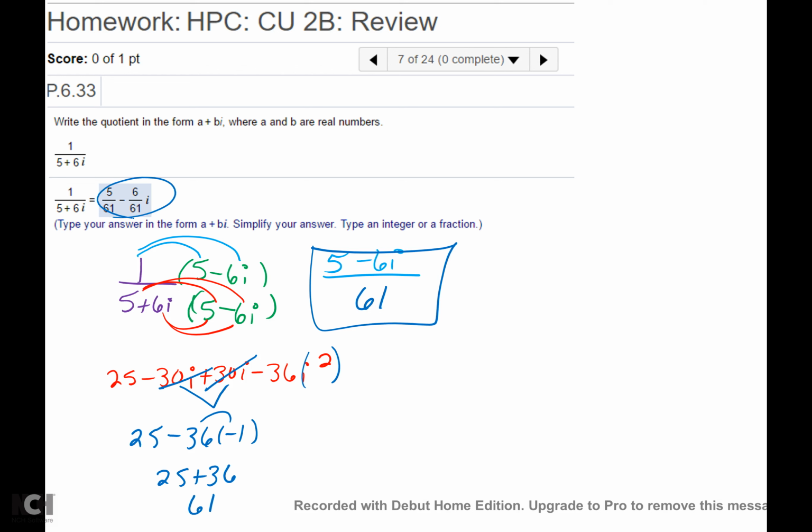Now remember, Math Excel likes it to be split up, and all they're doing is saying both of these get divided by 61. So they said it's 5 over 61 minus 6 over 61, and they put their i on the outside. This is perfectly acceptable, again, except if you're working on Math Excel.